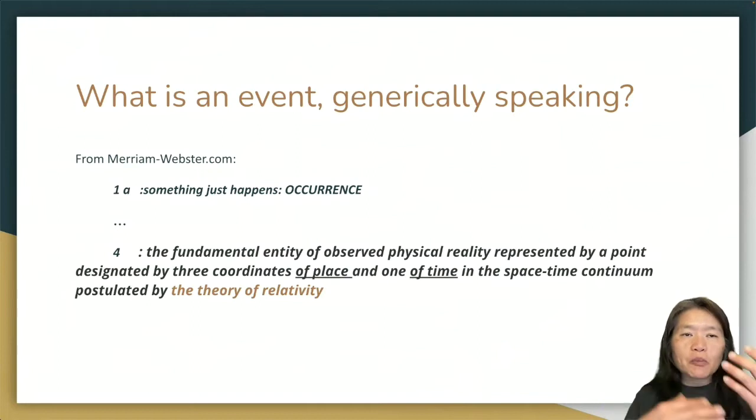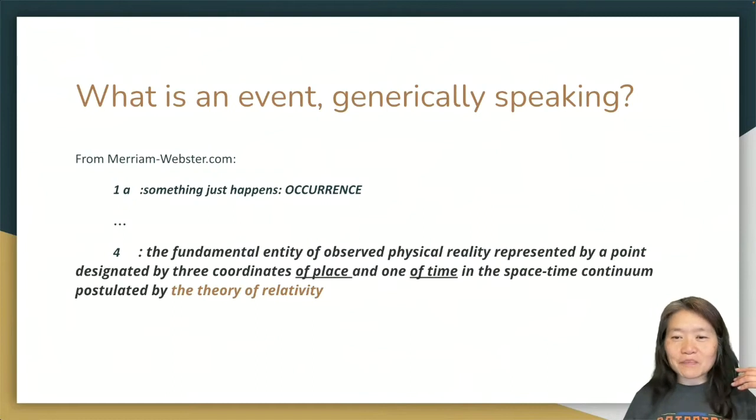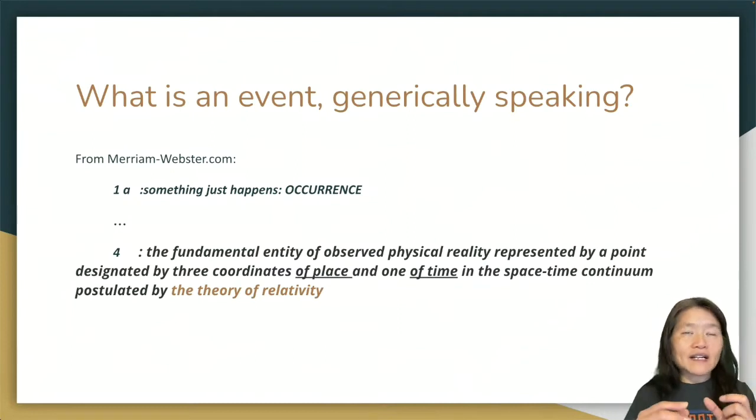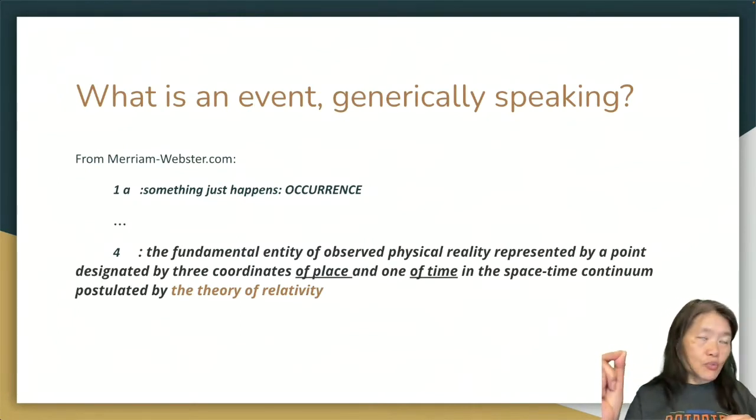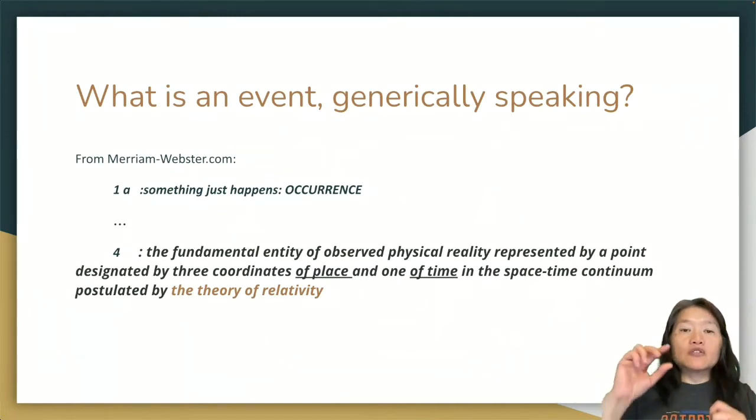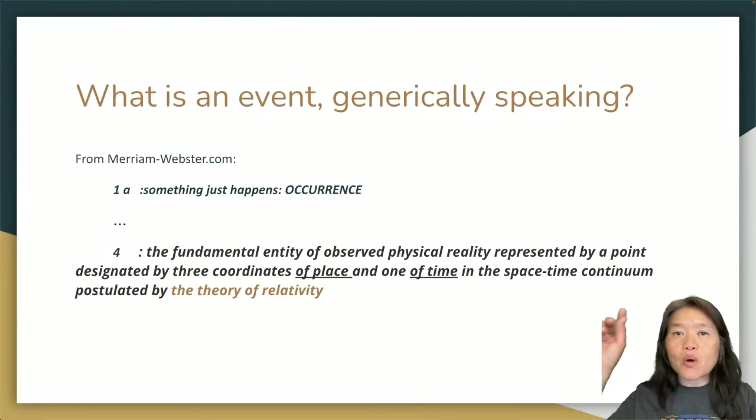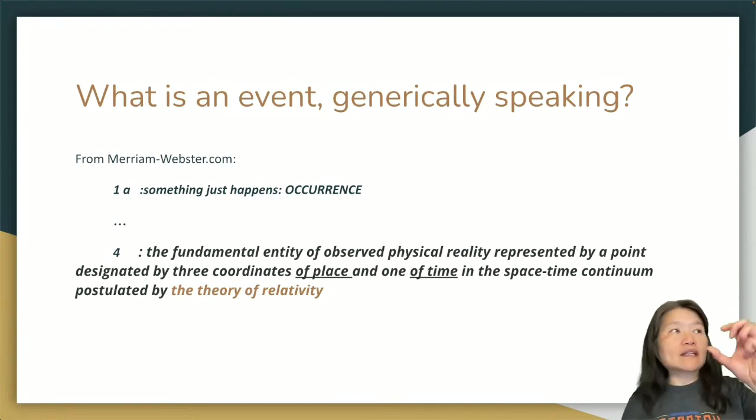Now you look through a couple more definitions, but for me, I think the fourth definition that I could find on Merriam-Webster.com is basically talking about the fundamental entity, right? It's a very basic entity to describe a physical reality, that the physical reality is about this event. The event is essentially represented by a point in the three coordinate space, right? In space, you have the three coordinates. And if you are into math, that's the X, Y, Z coordinate. That's the three-dimensional space. So essentially you have a point in that space.